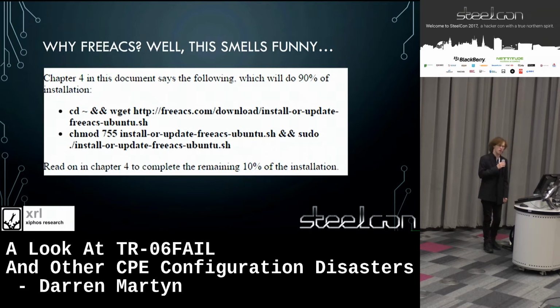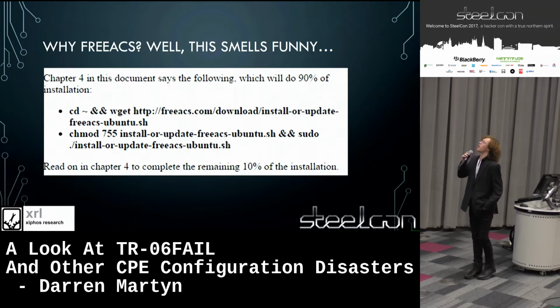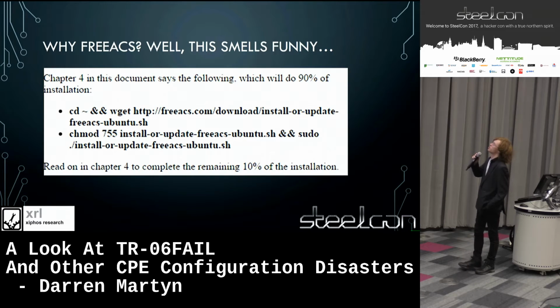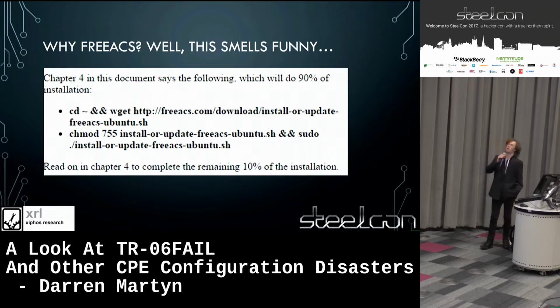So, again, why did I audit FreeACS? Does somebody see something wrong with the installation instructions here? How about we download something from the internet without SSL or anything, and then just run it as root because YOLO, why not? Seems like a really great way to deploy software, right? And then, by the way, our setup script is so bad that it leaves you some things to do yourself because we couldn't write a good one. So when I saw that, I was like, this is going to be bad.